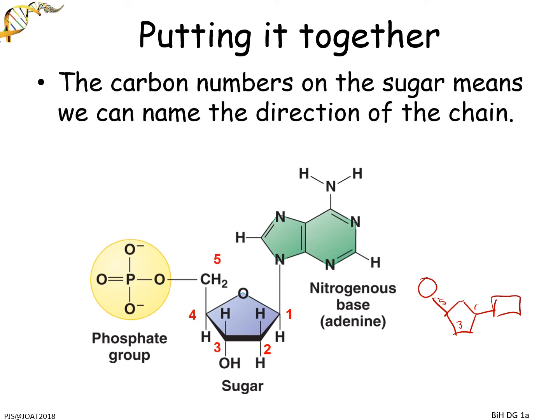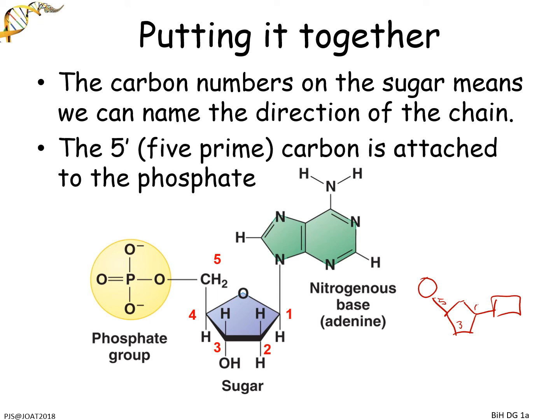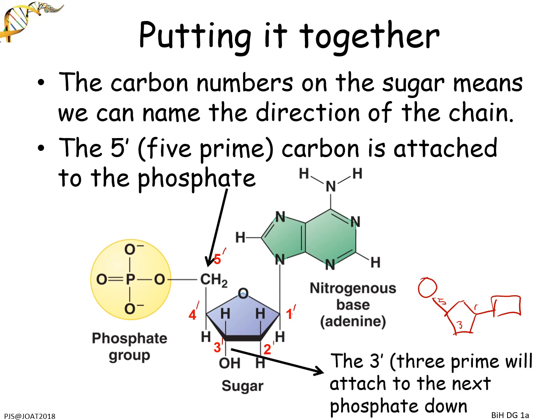Okay, so the carbon number, as I say, that's really important to give you the direction of the chain. This one is called the 5' end, and normally we put a little tag on it just to show this is the 1' carbon, 2' carbon, 3' carbon, 4' carbon, and 5' carbon going around. Okay, so the 5' attaches to the phosphate, and the 3' is going to attach to the next phosphate. Okay, so the next nucleotide.